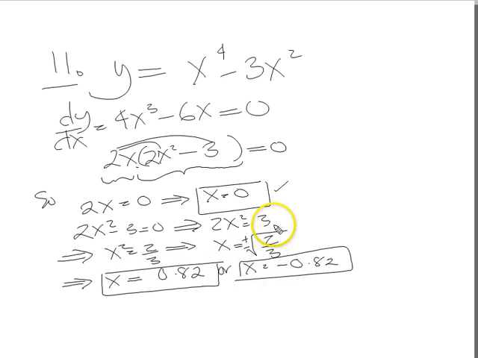Now we better work out whether they're max or mins and the input and output. So input is 0. When x equals 0, what does y equal? Go back up here, put 0 in. 0 to the 4 is 0. 0 squared is 0. 3 times 0 is 0. So that's 0. This is 0. 0 take 0 is 0. So when x is 0, y is 0. Yeah? And then the other ones.